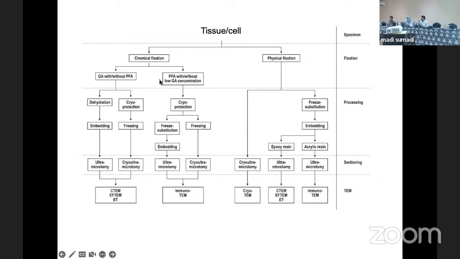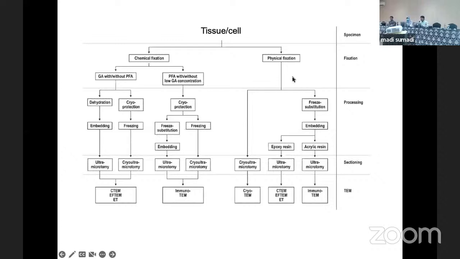which is a proper fixation. Once you fix the samples, it goes to dehydration, where you remove the water, and you embed. For the electron microscope, to check the ultrastructure, you use regular EPON. But if you want to do labeling, different antibody labeling, then you have to use LR White. Then you go for ultramicrotomy, you cut, and you look under the microscope.